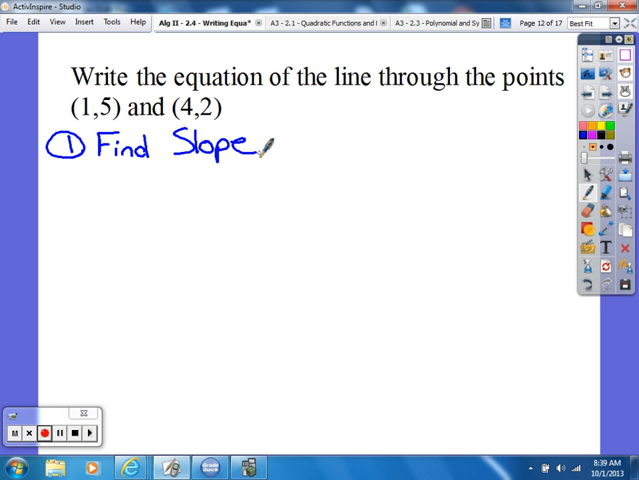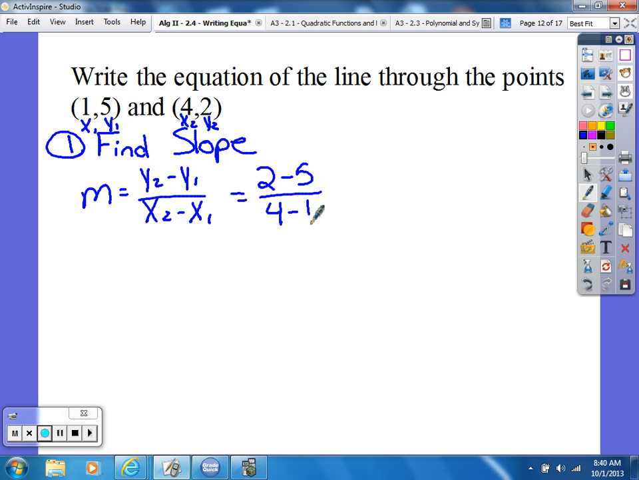I'm going to actually write down find slope. That way, in case I'm looking back at my notes maybe in 4 or 5 weeks, I can remember what I did first, right? Now, I always like to label x1, y1, x2, y2. So m equals y2 minus y1 over x2 minus x1. So 2 minus 5 over 4 minus 1. Negative 3 over 3, that is negative 1.